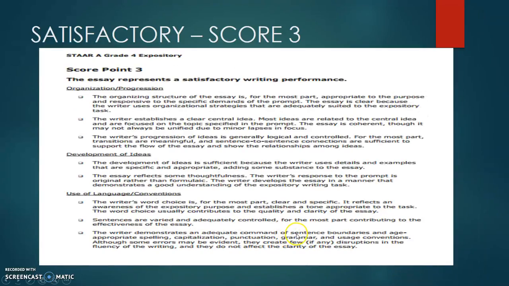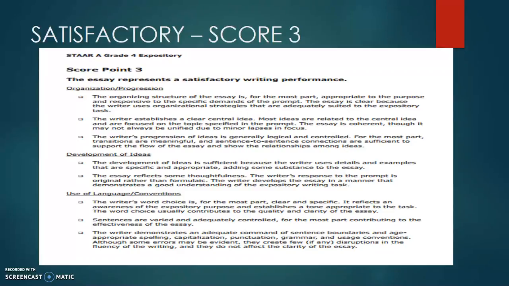All right. So for number 3, the essay represents a satisfactory writing performance. Go ahead and get your score number 3 rubric at this time. And let's look at the organization progression part. So the organizing structure of an essay that receives a 3 is for the most part appropriate to the purpose and responds to the specific demands of the prompt. That means that you are on target for the prompt.